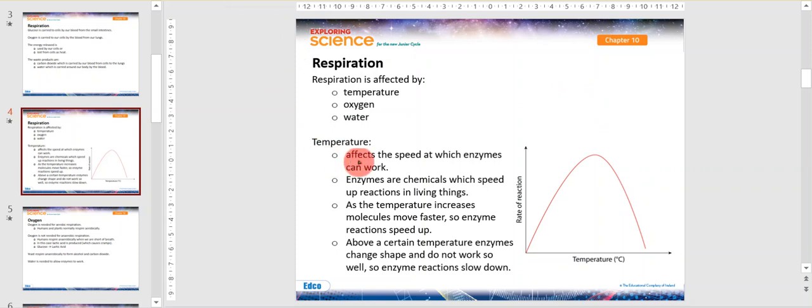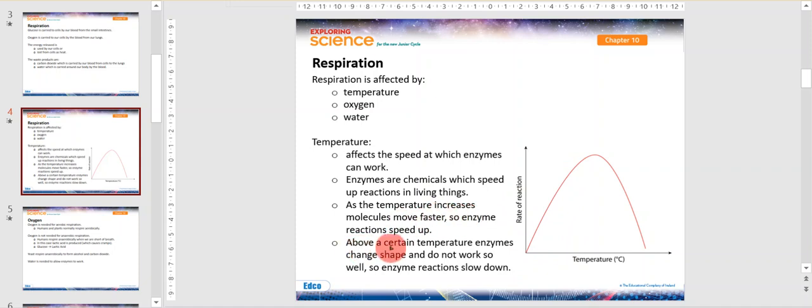So the temperature, what it does is it affects the speed at which the enzymes can work. So enzymes are chemicals which speed up reactions in living things. As the temperature increases, molecules move faster, so enzyme reactions speed up. So initially you get this increase in the rate of reaction because the temperature causes the molecules to speed up.